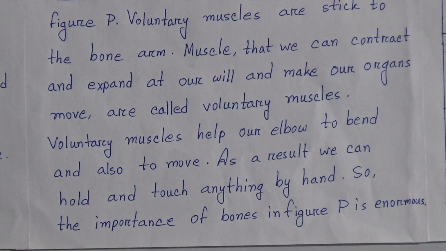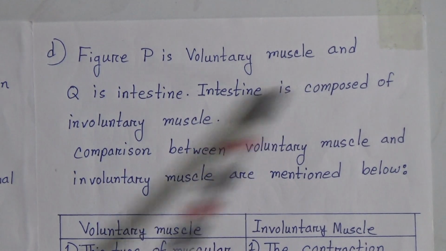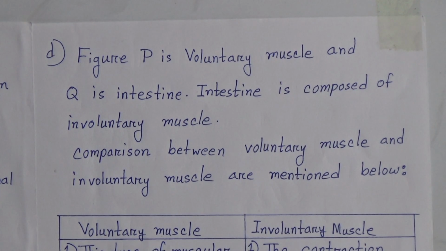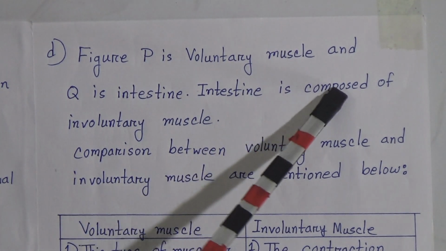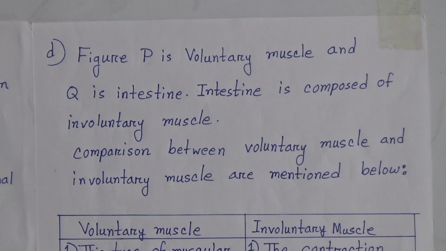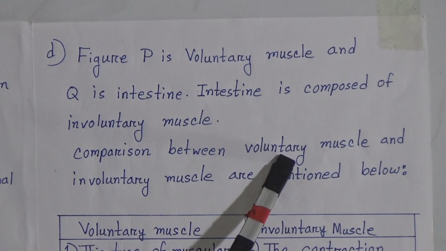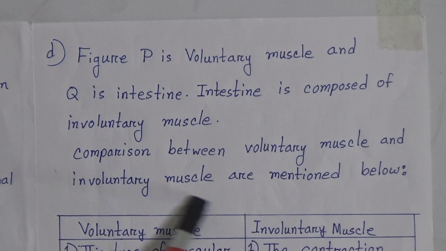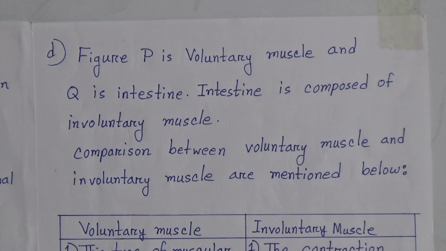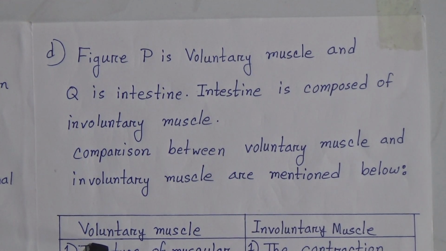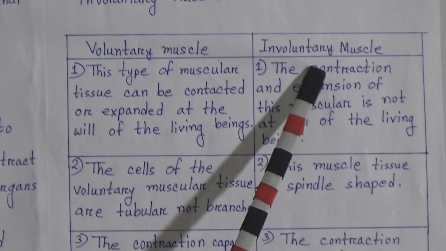Now, the D answer. Figure P is voluntary muscle and Q is intestine. Intestine is composed of involuntary muscle. Comparison between voluntary muscle and involuntary muscle is mentioned below. Here is voluntary muscle and here is involuntary muscle.